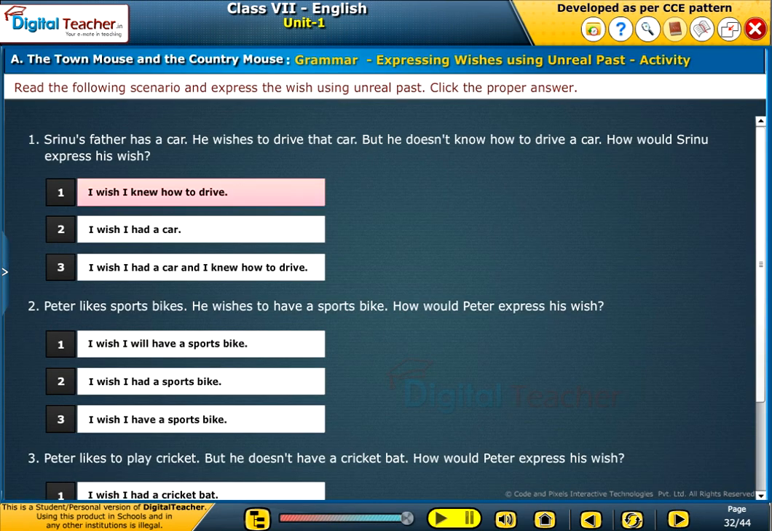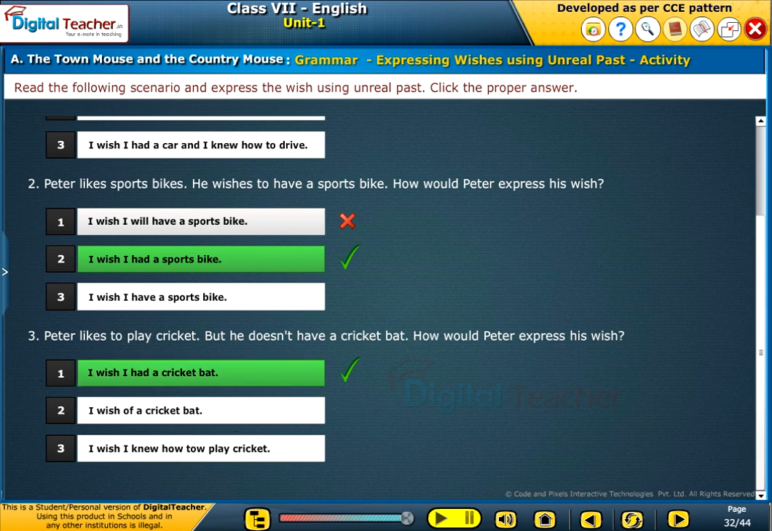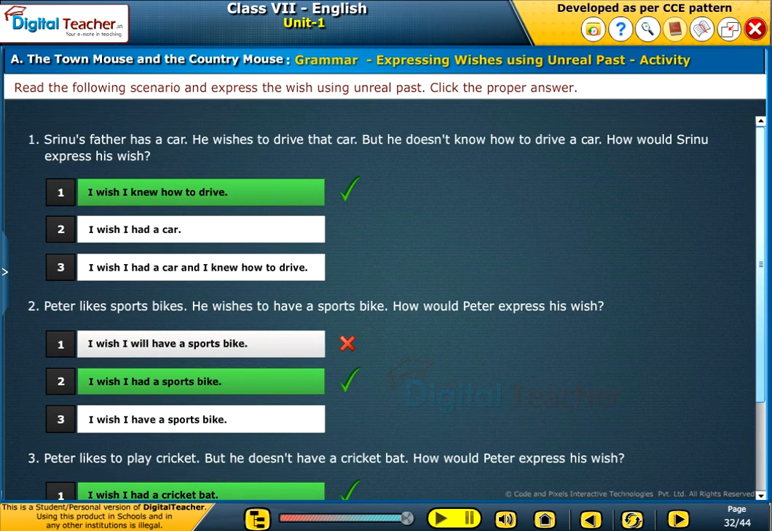Now, let us do an activity to express wishes using unreal past. Read the following scenario and express the wish using unreal past. Click the proper answer.